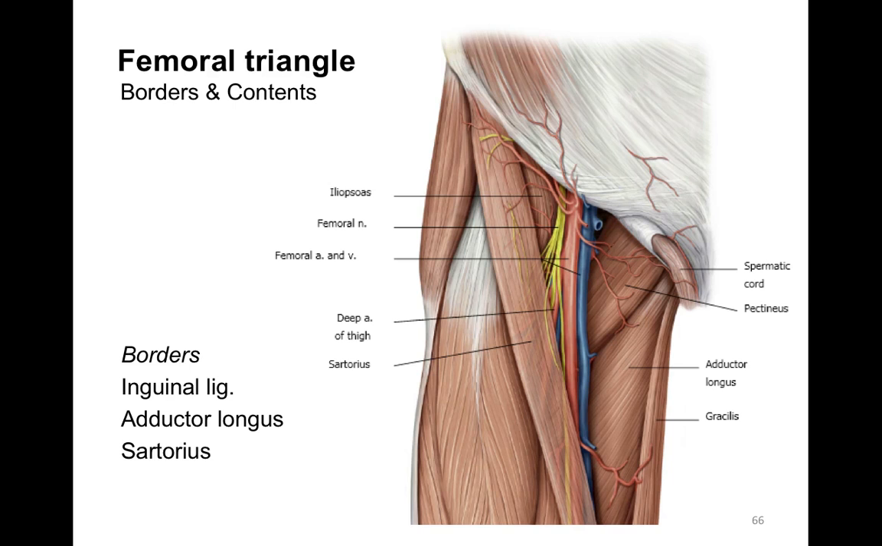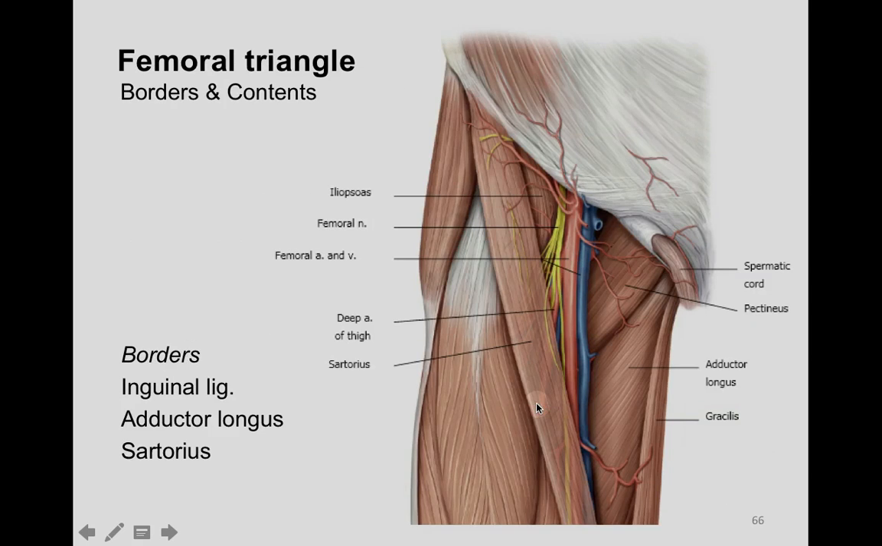The femoral triangle is a region of the anterior thigh that can be used to discuss certain neurovascular features of the thigh. So let's review the borders and contents of the femoral triangle. Borders include the inguinal ligament, the adductor longus muscle, and the sartorius muscle. These three structures define the femoral triangle.